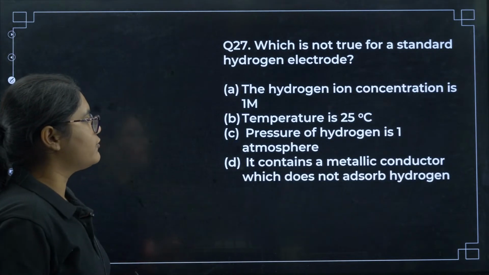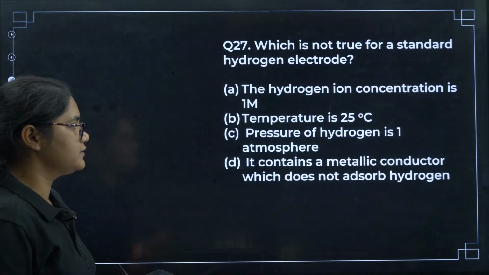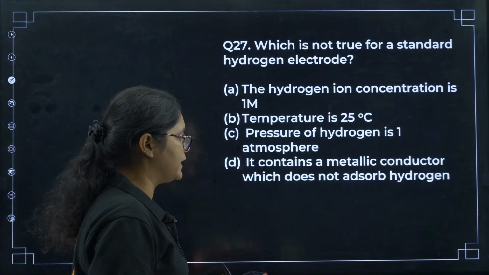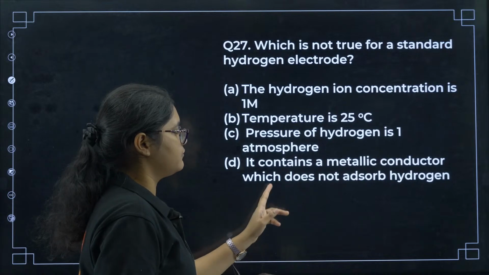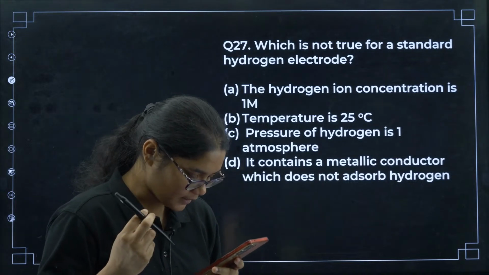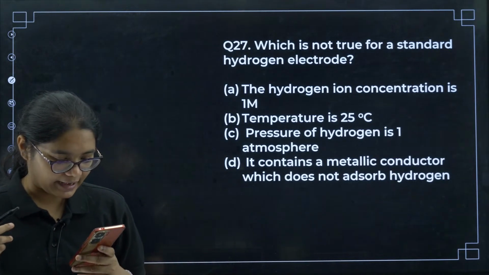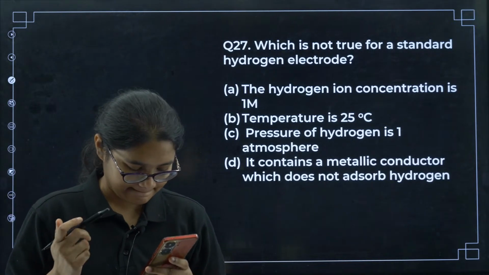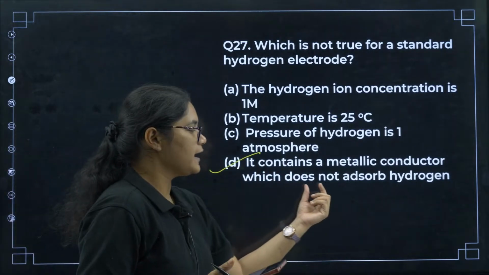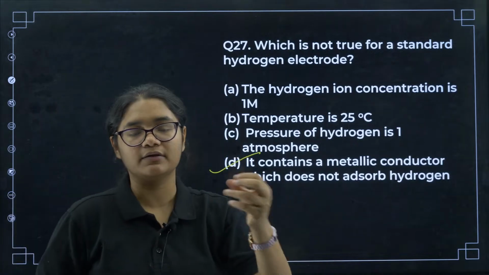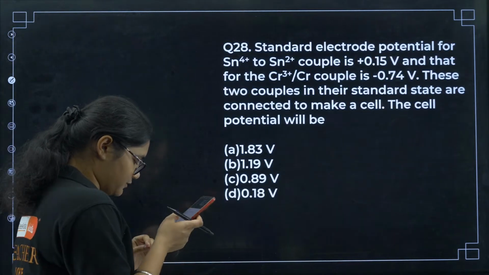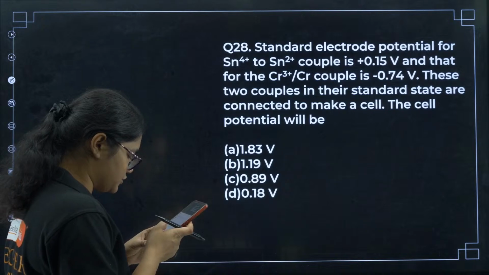Next, which is not true for a standard hydrogen electrode? Very simple question. The hydrogen ion concentration is 1 molar, temperature is 25 degrees Celsius, pressure is 1 atm. It contains a metallic conductor which does not absorb hydrogen. Yes, DK boss is correct here. 27D is the correct answer. Hydrogen is absorbed, right? At the end there is a platinum plate where hydrogen gas is absorbed. So that is the incorrect statement. Shagufta, Anisha, all of you have given the correct answer. Lakshmi, Swayam, Pushpavati, Kaushik, yes.